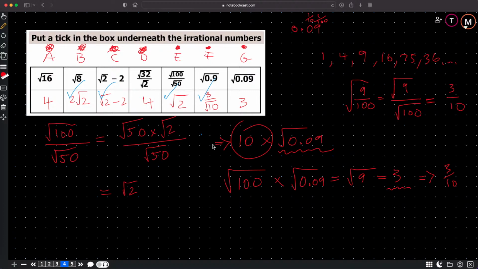Isn't that a thing that I've come to appreciate more and more? We're just rewriting expressions in different ways, and it's like, wow, it suddenly reveals itself to be rather easy. Root 0.09 is 0.3, not 3.